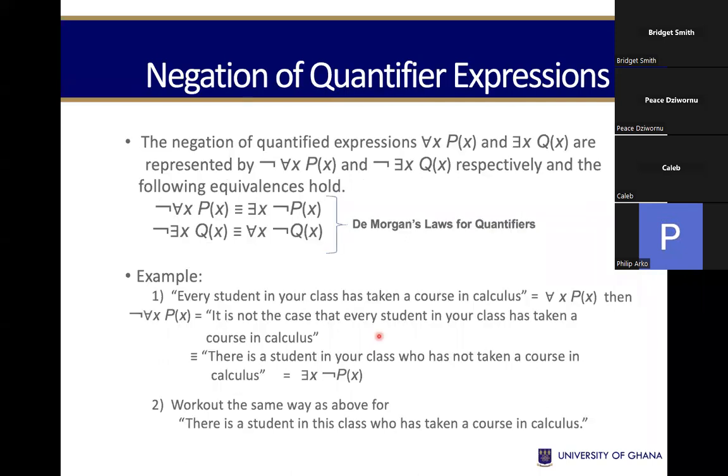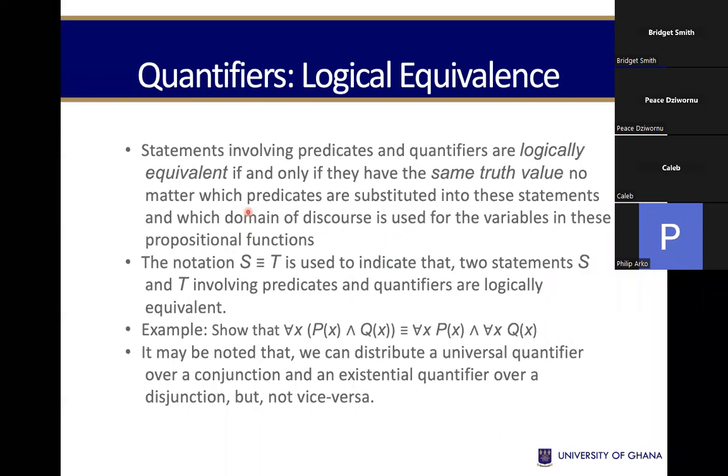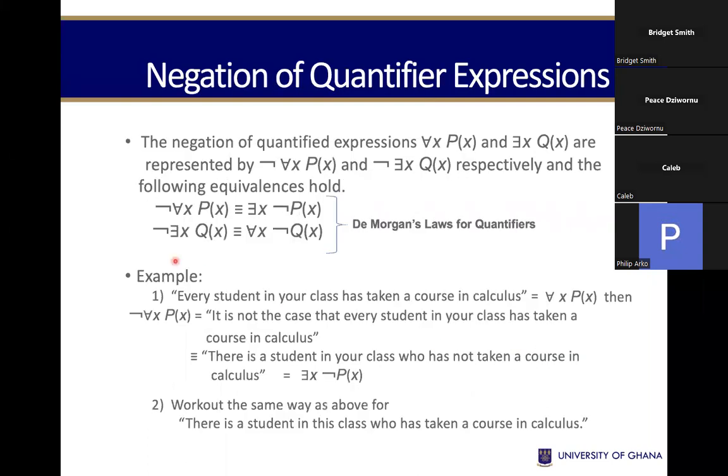We still come across De Morgan's law again. So maybe I will use De Morgan's law to prove something. Then I'll expect you to take this as your take-home assignment and prove that for all x, P of x and Q of x is logically equivalent to for all x, P of x and for all x, Q of x. So let's come to the universal, the De Morgan.